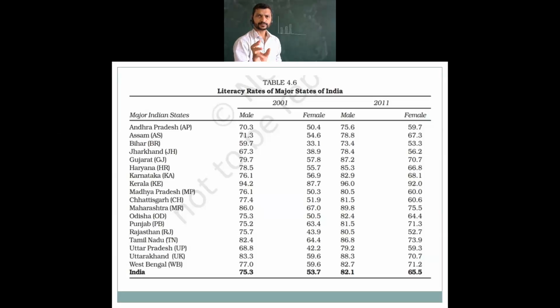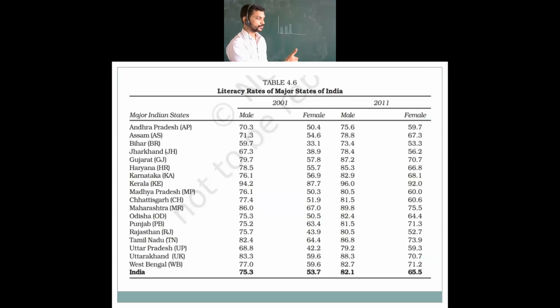Only one information. In a simple bar diagram, only specific information is required. But here in the slides, you can see that multiple information has been given. So we are going to see only the information specific to 2011. See, if you go for this, Andhra Pradesh has 75.6% literacy rate, then Assam 78.8, then Bihar 73.4, and so on till the end, where India has been mentioned, which is the overall literacy rate.